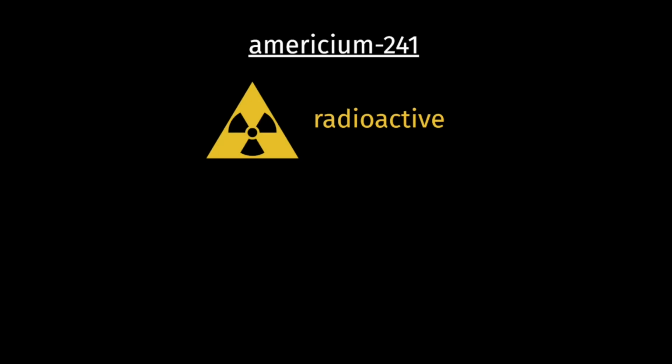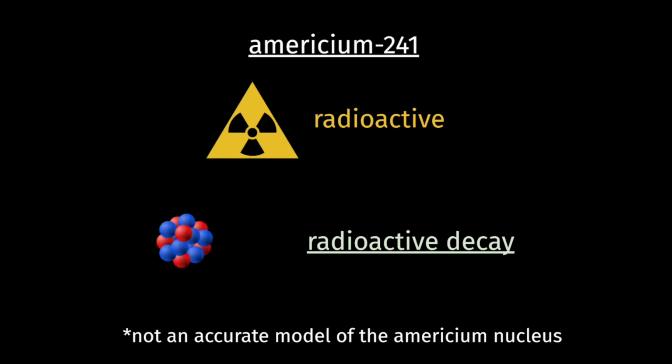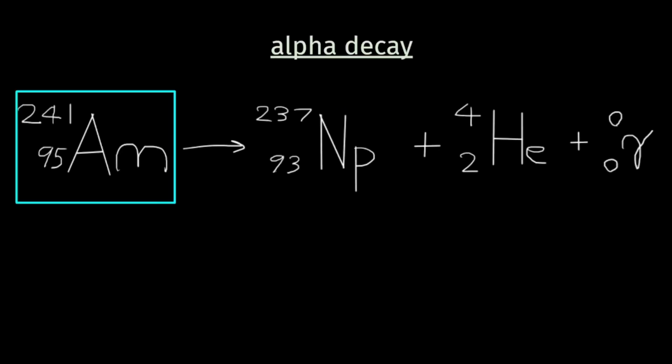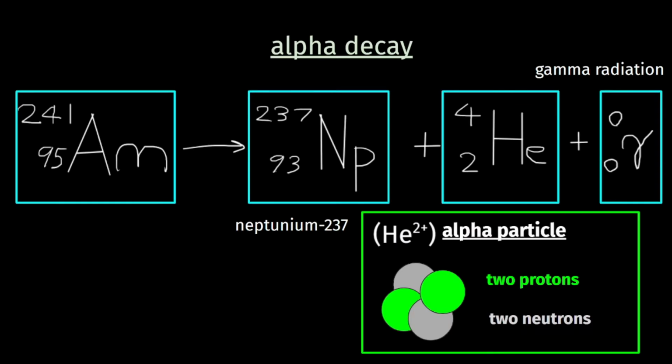Americium-241 is radioactive, meaning that its nucleus is unstable and will go through radioactive decay, which means that it will change to become more stable. Specifically, americium-241 undergoes a type of radioactive decay called alpha decay, which forms an isotope of a new element, neptunium-237, gamma radiation, which is just high-energy light, and an alpha particle, which consists of 2 protons and 2 neutrons.